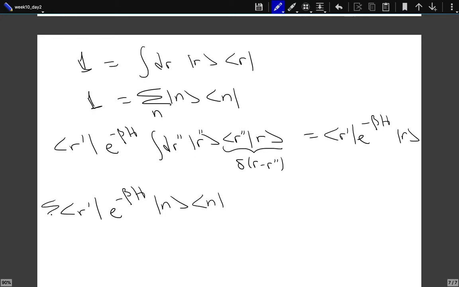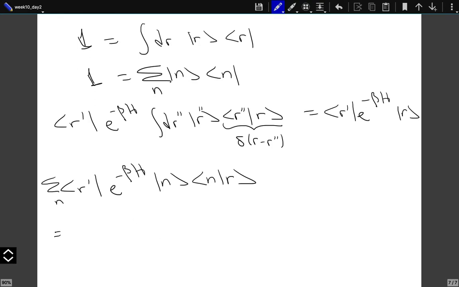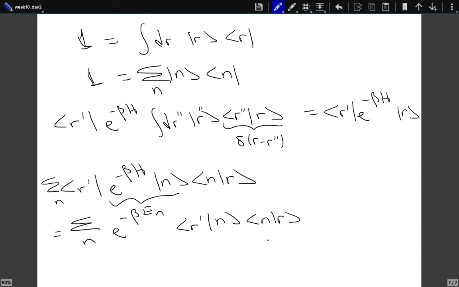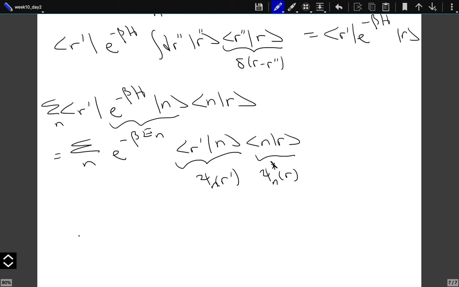There's a summation over n. Now I can simplify this one a bit. You say this one, the Hamiltonian acting on |n>, just gives me the energy. So it will be e to the power minus beta E_n. But you had already said that this is nothing but psi n, the wave function, and this is its conjugate. So now I have this summation.